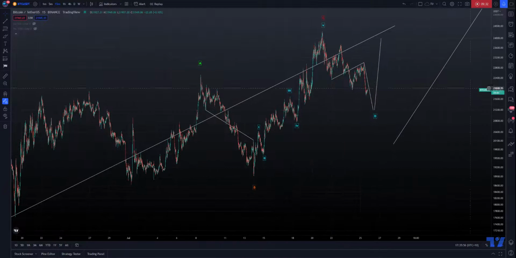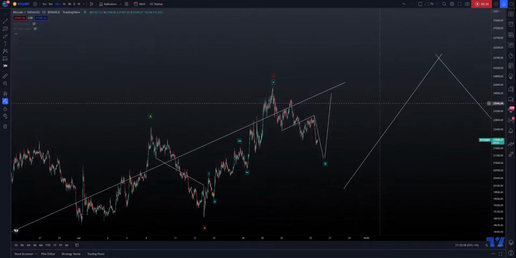Try our best to understand the pattern. Try to make sense of it. However we do it, however long the E wave goes, we're just going to have to wait and see.